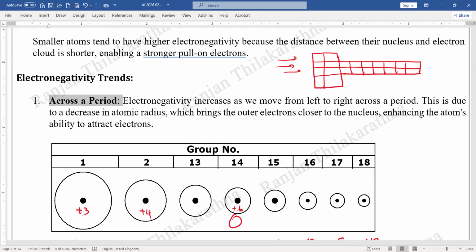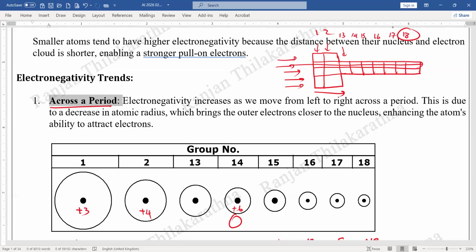Then these are called the periods, and these are called the groups. Group numbers are 1, 2, then 3, 4, 5, 6 up to 12 D block elements. Again, after that, we have the P block elements, group number 13, 14, 15, 16, 17, 18. 18 will not form compounds. That's why they are called the noble gases. Right. So, across the period means from left to right.